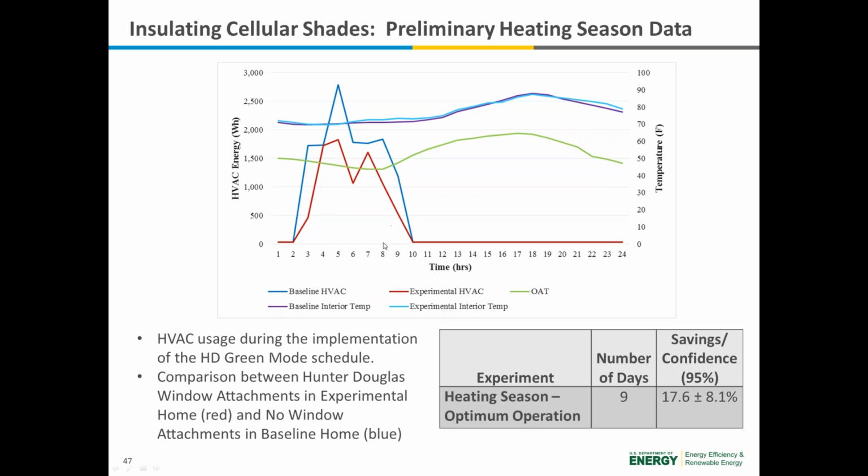As you can see, most of the operation is done in the morning, and you can see a peak load reduction associated with the Hunter Douglas blinds when compared to the standard baseline home with no window attachments. So, an experimental period of 9 days and 17.6% savings of HVAC load.